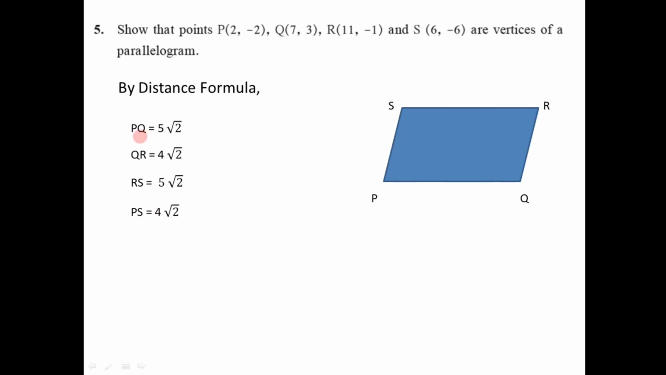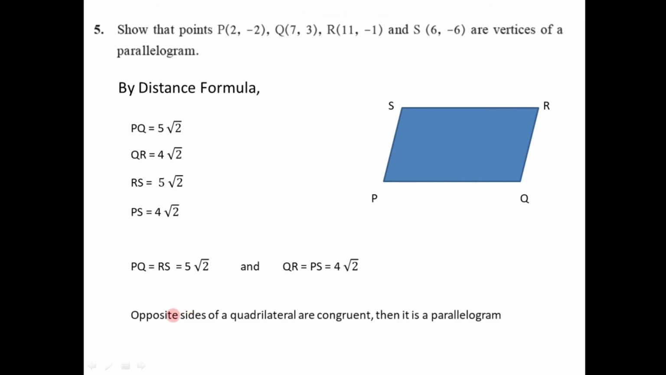Now if we consider the lengths of these 4 segments, we can observe here that the length of PQ and RS is the same. That is, the length of PQ and the length of RS is 5 root 2, and the length of QR and the length of PS are also equal. That is, QR is equal to PS is equal to 4 root 2. And we know that this is the case only for a parallelogram. That is, for any parallelogram, the opposite sides are congruent.